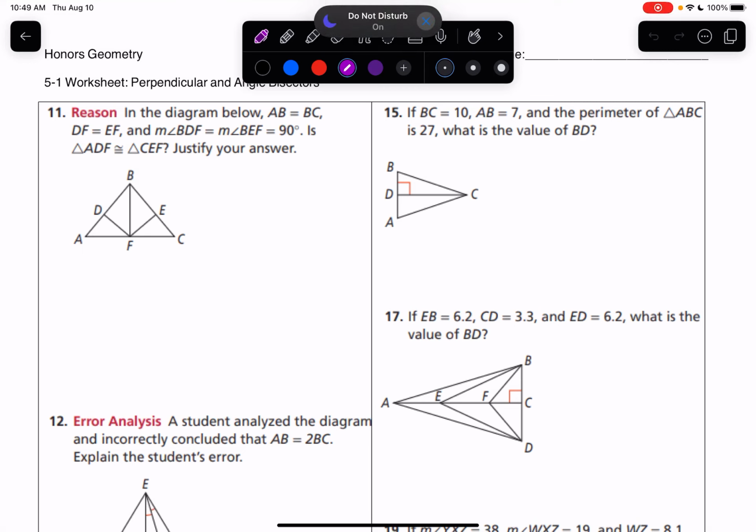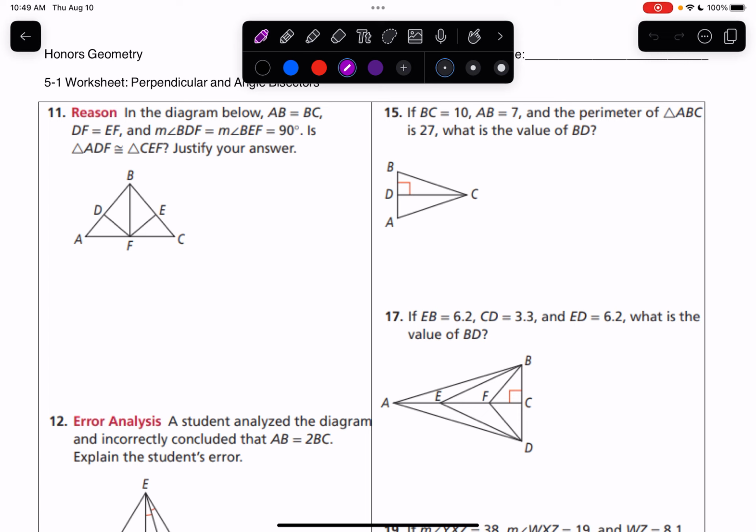Hi everybody. Today it is time for us to start going over the chapter 5 worksheets. This one is all about perpendicular and angle bisectors, and we are going to get started.